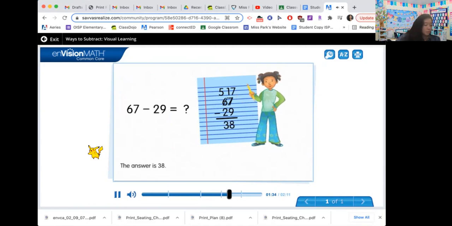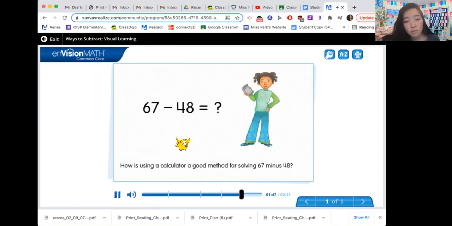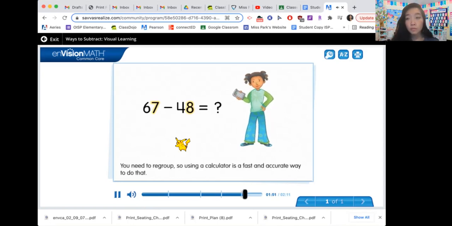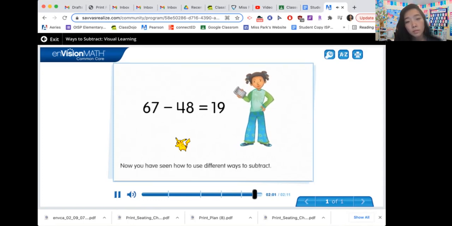The answer is 38. A fourth way to subtract is to use a calculator. How is using a calculator a good method for solving 67 minus 48? You need to regroup, so using a calculator is a fast and accurate way to do that. 67 minus 48 equals 19. Now you have seen how to use different ways to subtract.